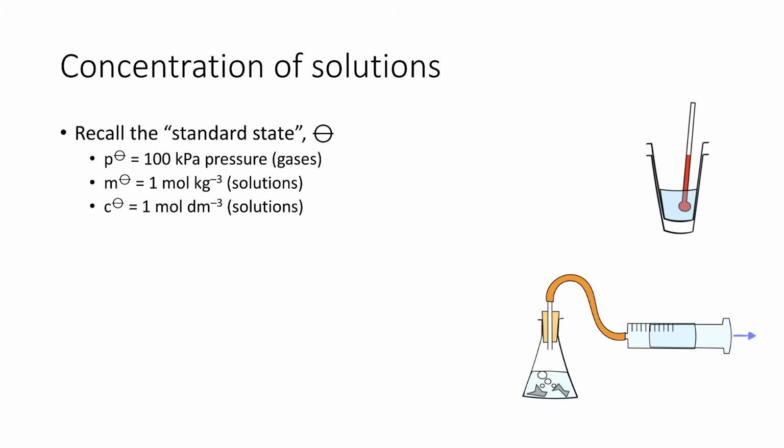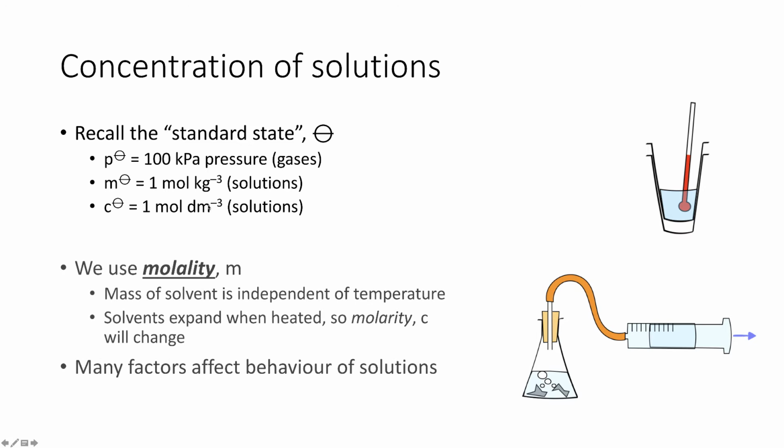The first thing we're going to consider is concentration of solutions. You've done a bit of this in your previous course with thermodynamics, but remember to recall the standard state. We have this symbol here where we have standardized pressure, standardized molality, which is moles per unit mass, and standardized concentration, which is moles per unit volume. In electrochemistry, we use molality, which carries the symbol m. The reason for this is that the mass of the solvent is independent of temperature. Solutions can expand and contract, and as solutions are heated, the concentration, the molarity, will change, but the molality will not.